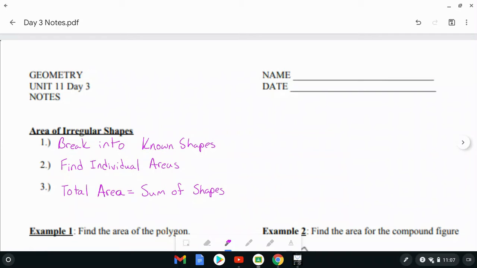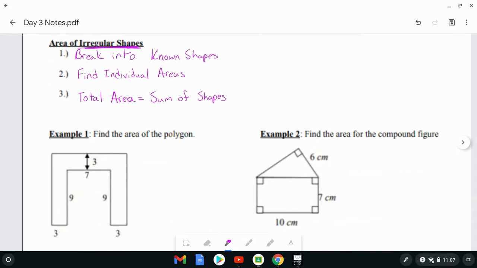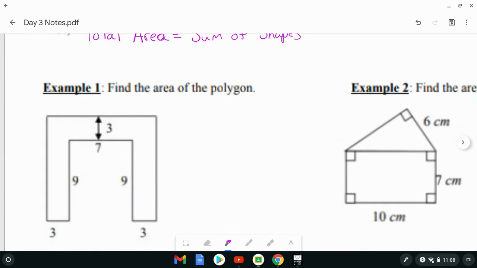Chapter 11, Day 3, we're going to find the area of irregular shapes, meaning shapes that we don't really know or have formulas to find the area of. So if we take a look at examples 1 and 2 while we look at the steps, as you can see, we don't have a formula for finding the area of this type of shape. So what we're going to do here is break it into known shapes as step 1.